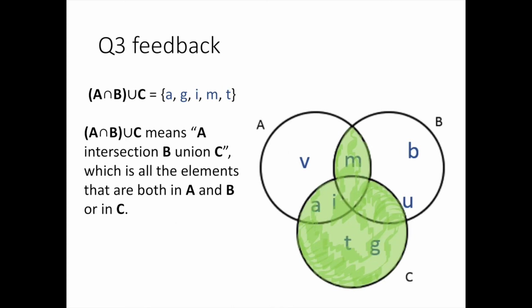Question 3 feedback. The answer was A, G, I, M and T. The question was A intersection B union C. You'll notice that A intersection B are in brackets, so you need to do this first. That is the area where sets A and B intersect, where they overlap. You then take this area and do that union with set C. So together it is the shaded region in this diagram.